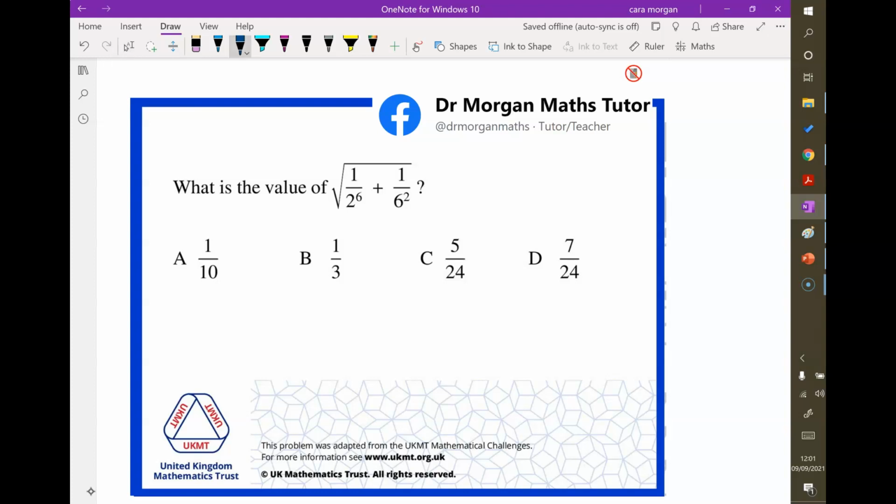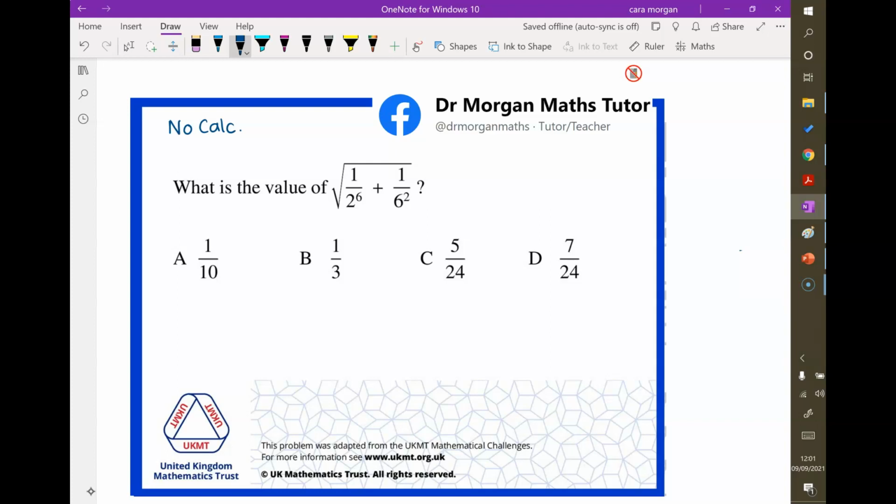without a calculator. Okay, so this question asks you to find the value of the expression in the square root without using a calculator. Just going to write no calculator there. Feel free to have a go at this and then check your answer. So you can pause while you have a go.